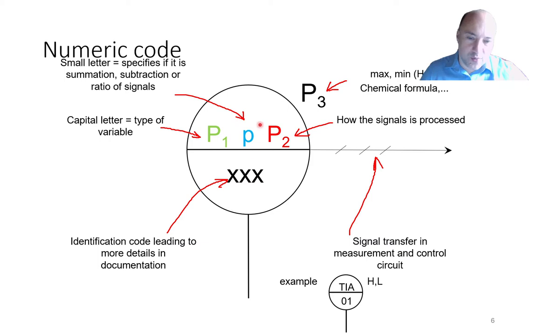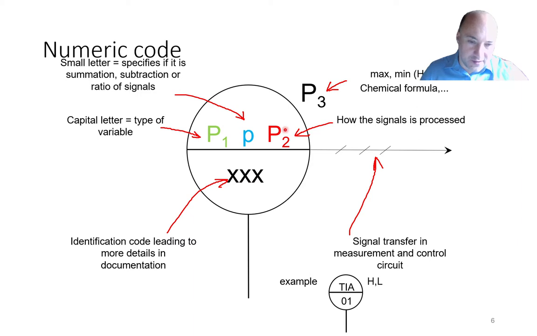This is an optional letter, so you don't have to use it unless you need those properties. For example, here in my case, I don't have any small letters, so I did not use any subtraction, ratio or summation.